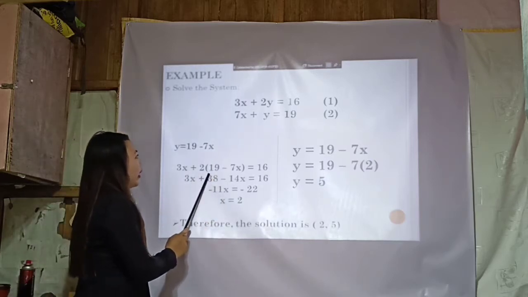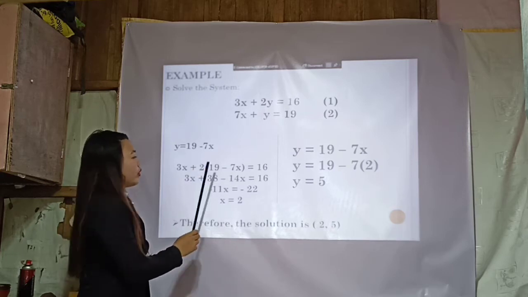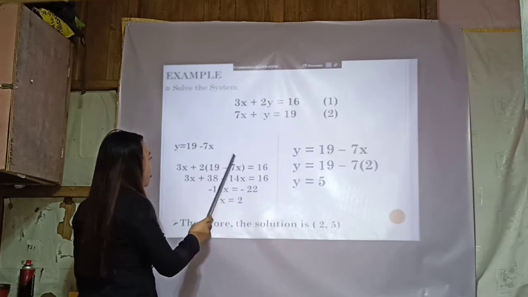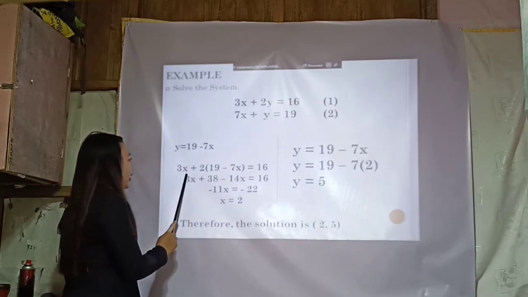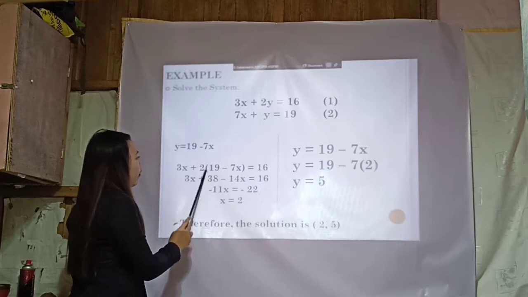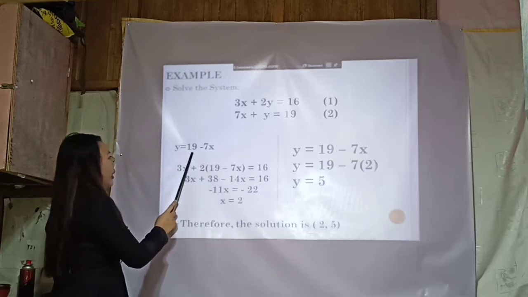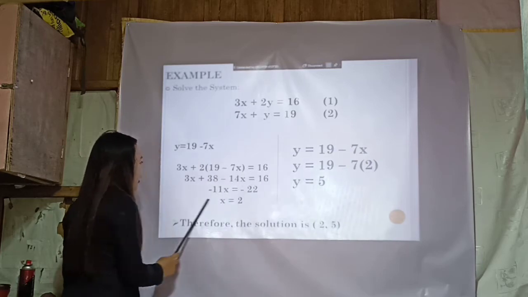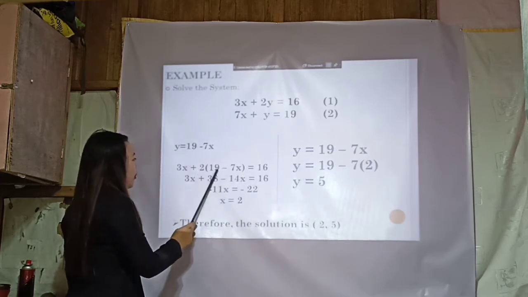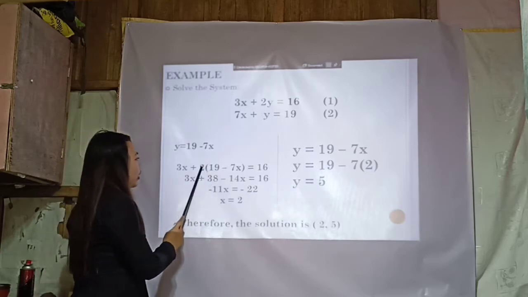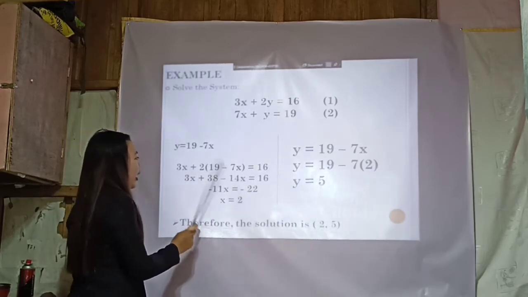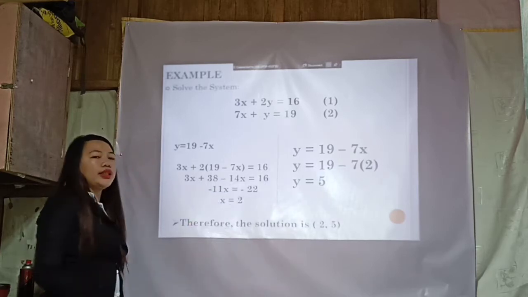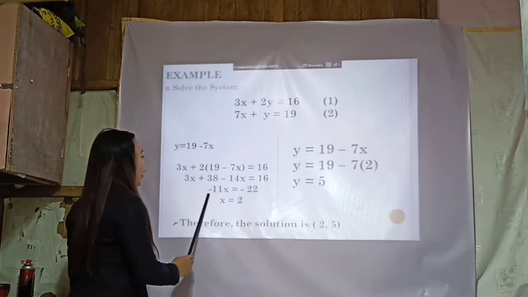So, now, the third step is to substitute the expression for y. So, 3x plus 2, where the value of y is 19 minus 7x, is equal to 16. So, 3x, 2 times 19 is equal to 38 and 2 times negative 7x is equal to negative 14x, is equal to 16. Next step is to combine like terms.